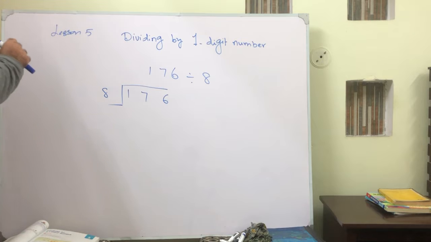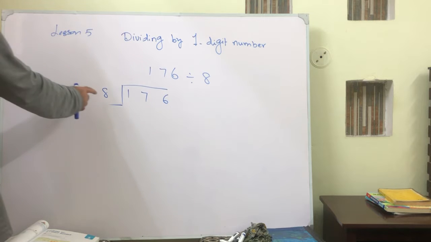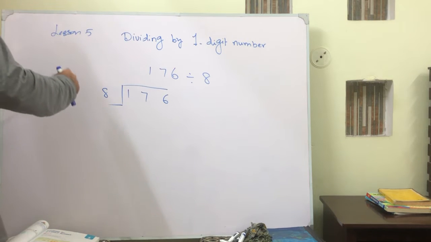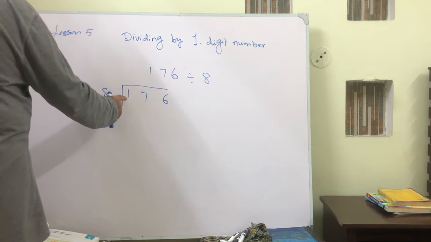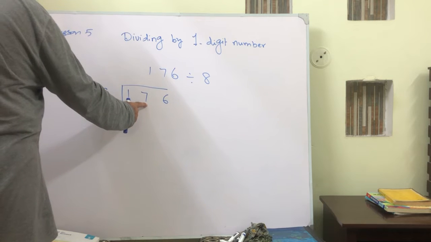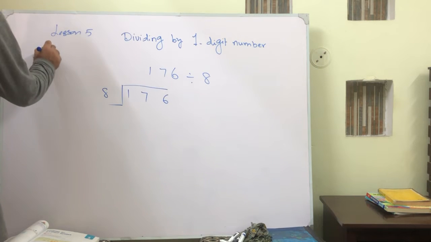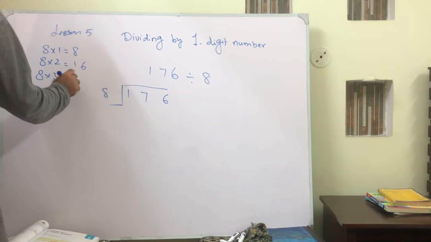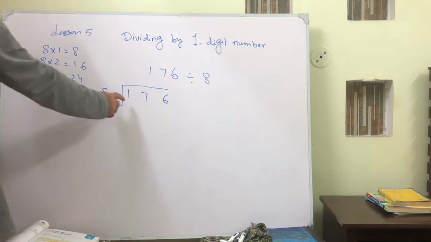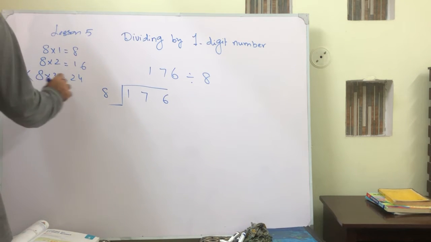Now we need to go for the table of 8. When we are dividing, we need to use the table of 8. We need to go for the table of 8 wherein we should be reaching up to 17 or below 17, but not more than 17. Like see, 8 ones are 8, 8 twos are 16, 8 threes are 24. So 24 means we are exceeding 17, so we cannot use this.